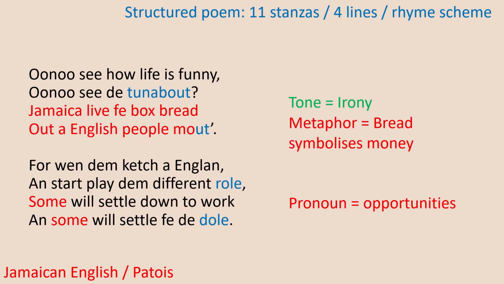Next couple of stanzas, the tone shifts towards a tone of irony. We get this with the first two lines about, oh no, see how life is funny, oh no, see the turnabout. Bennett is commenting on the irony of reverse colonisation, because now Jamaicans are making a living off of English people, whereas in the past, British people made immense amounts of wealth off of Jamaican people.